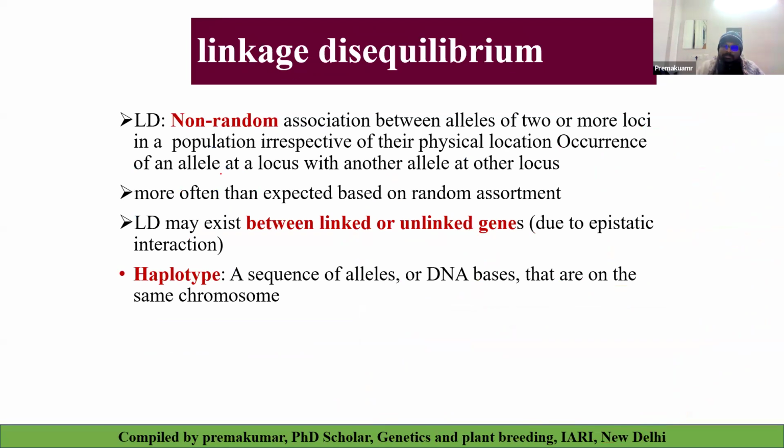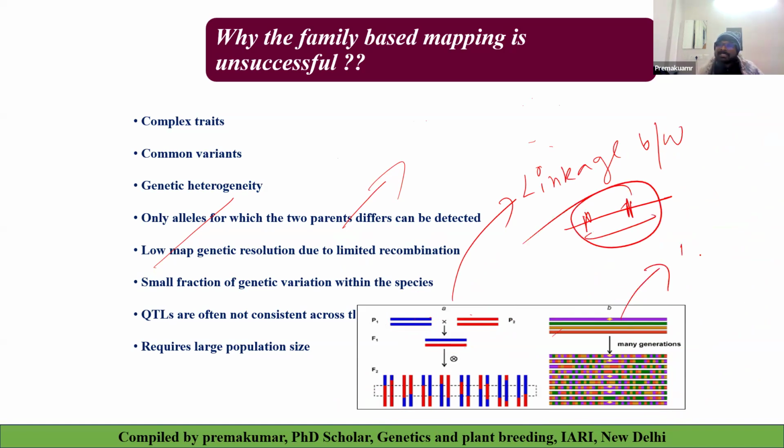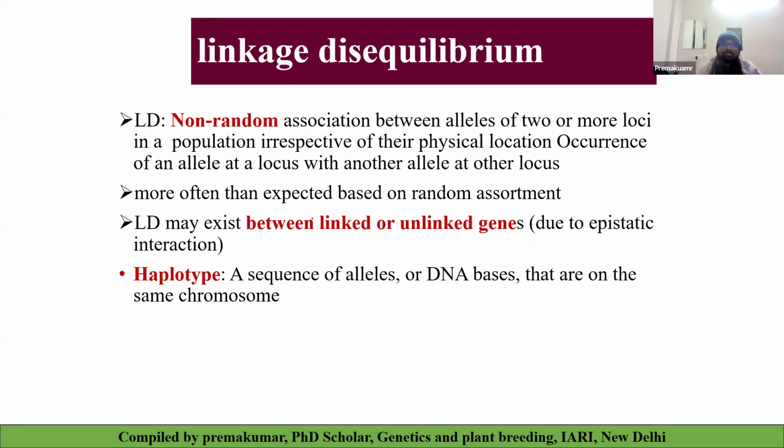Family based mapping is based on the linkage between the genes. Whether two genes are linked or not, based on that we are mapping. Here, we have linkage disequilibrium. We will discuss what linkage disequilibrium is. It means a non-random association between the alleles of two or more loci in a population, irrespective of whether they are linked or unlinked. This definition you should remember.